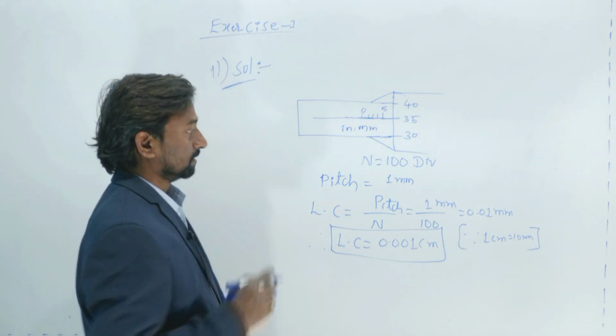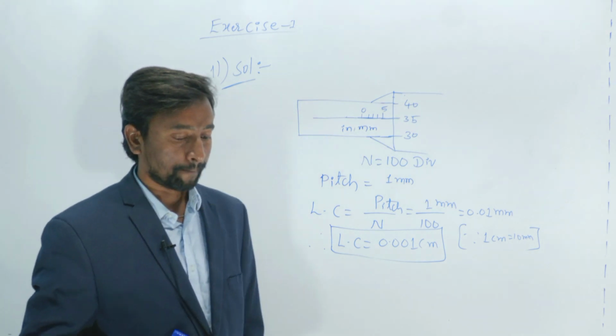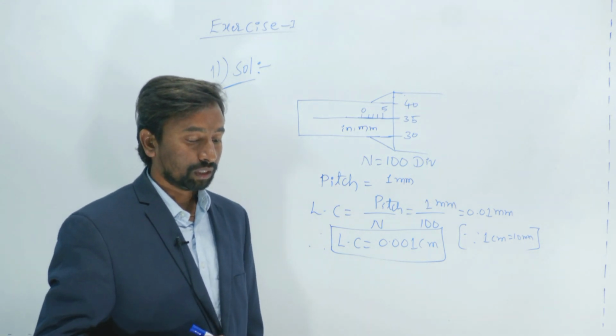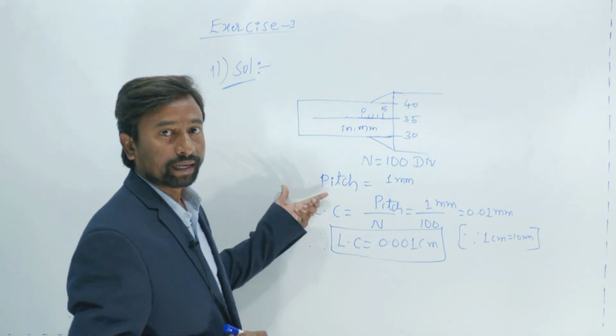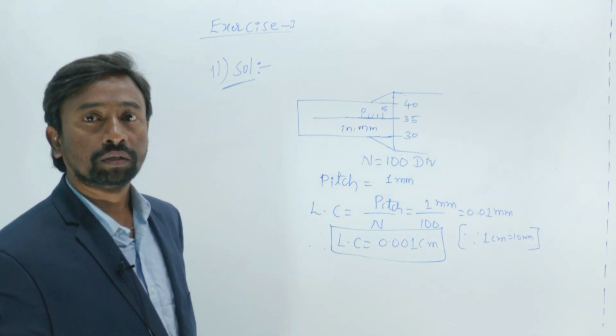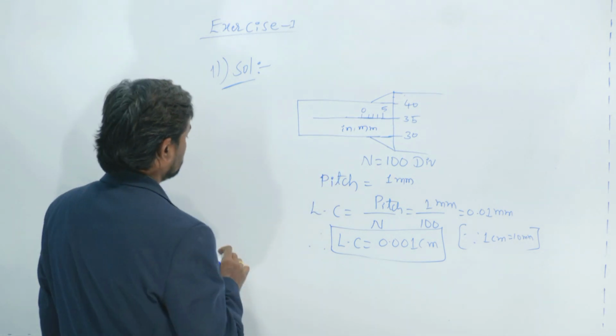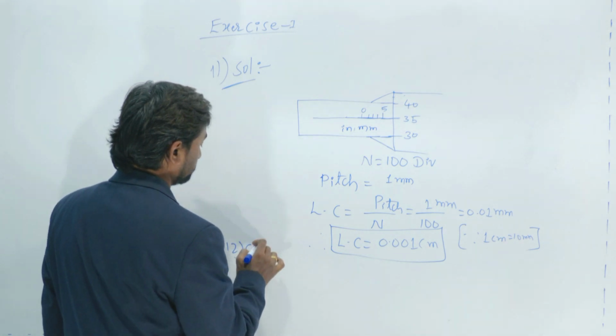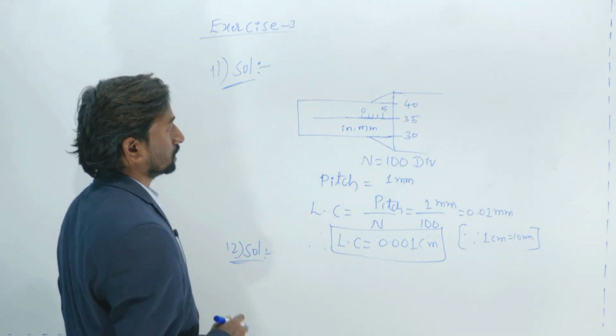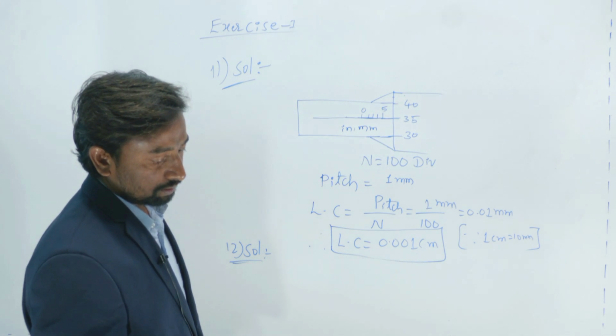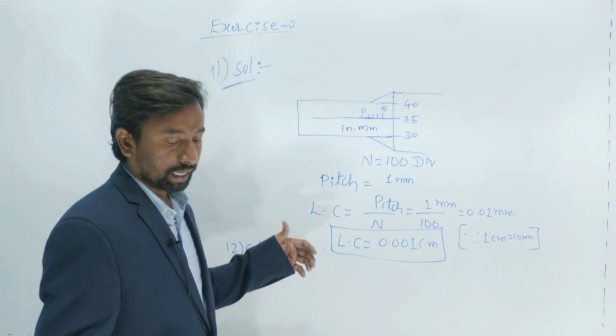This is the 11th one. The 12th one is also from this diagram only. From this diagram only we have to do the 12th one. Least count is understood. Now we'll see from the above diagram the diameter of the wire.